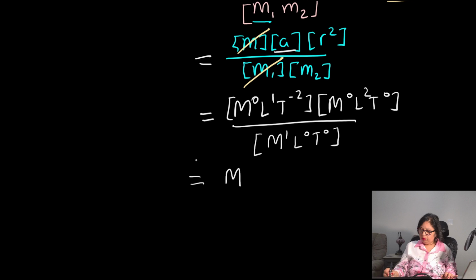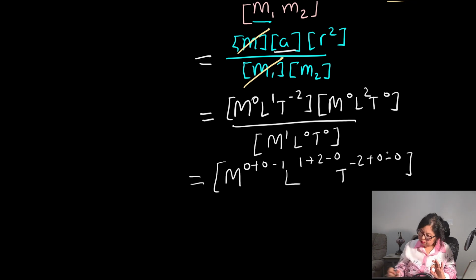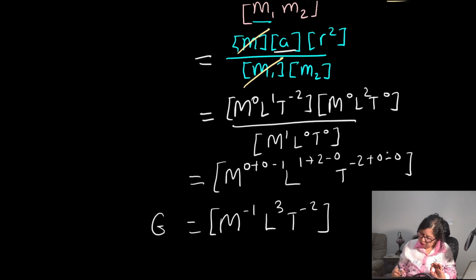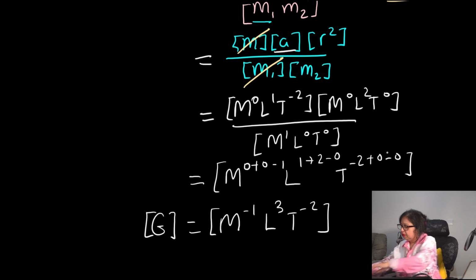This gives me m to, now I showed it to you in the last example, so hopefully you know what I'm doing here. If you can't figure out what I'm doing here, let me know in the comments. So this is the dimensional formula for G. Let me write this down here, okay? I'm going to need this so many times. It is -1, 3, -2.